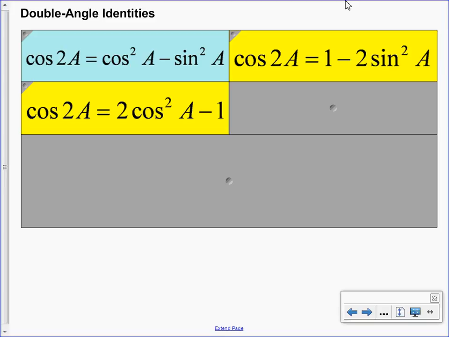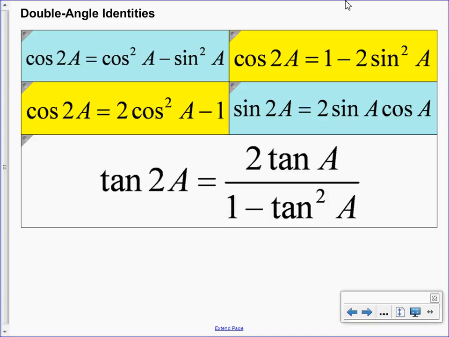Sine is actually a lot easier. So the sine of a double angle is just 2 sine times cosine. That's it. 2 times sine times cosine. So for example, the sine of 60, if you were to double that, that would be 120, right? So the sine of 120 would be 2 times the sine of 60 times the cosine of 60. That's how it is. Okay. Last but not least is tangent. That's easy. Tangent of a double angle is 2 tan A over 1 minus tan squared A.